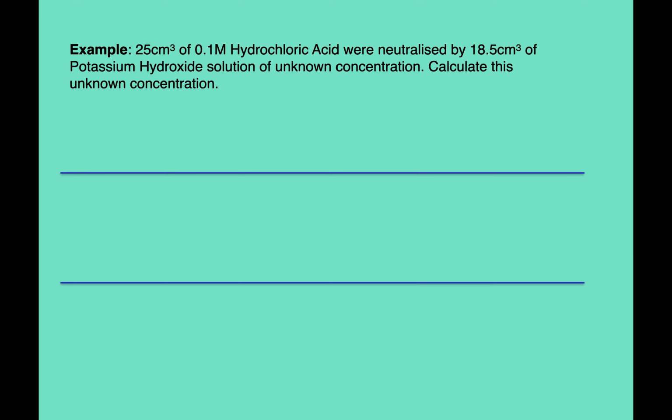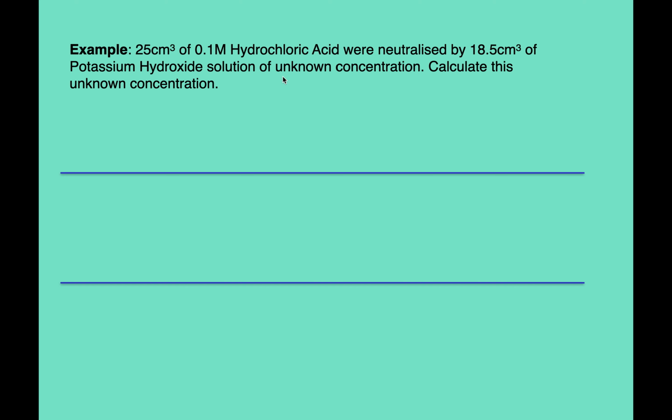Okay, so let's have an example. 25 centimeter cubed of 0.1 molar hydrochloric acid. So we've got a volume and a concentration, and from a volume and a concentration, we can always work out a number of moles. They were neutralized by 18.5 centimeter cubed of potassium hydroxide solution of unknown concentration. Calculate the unknown concentration. Okay, that's nice and simple.